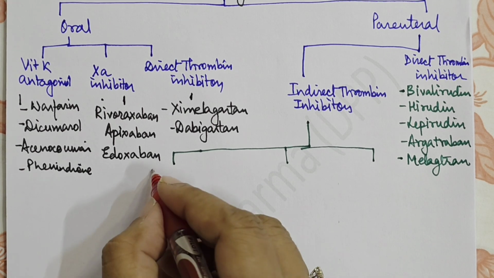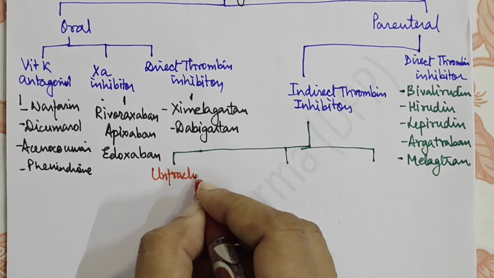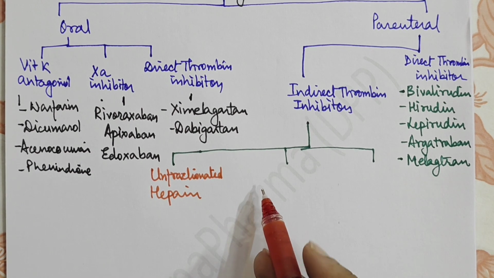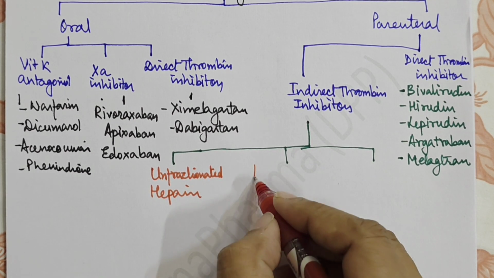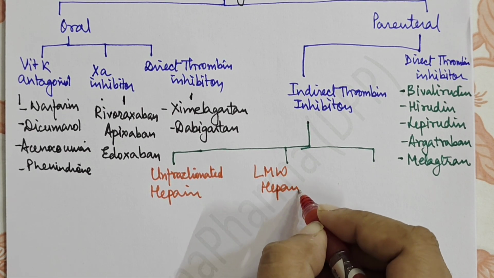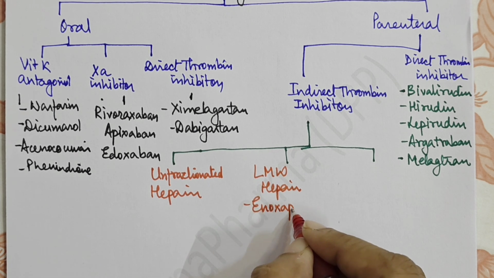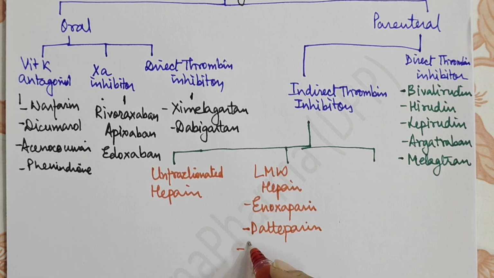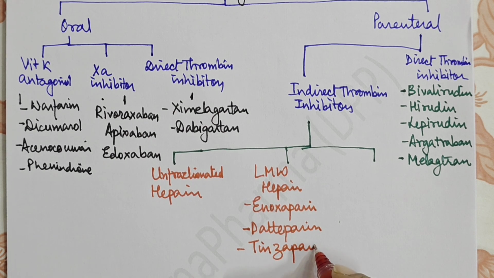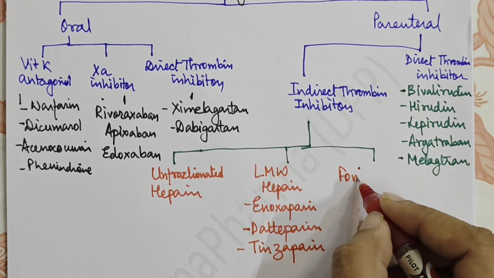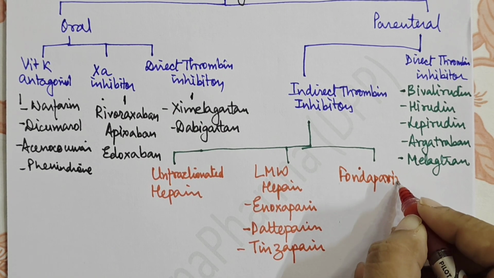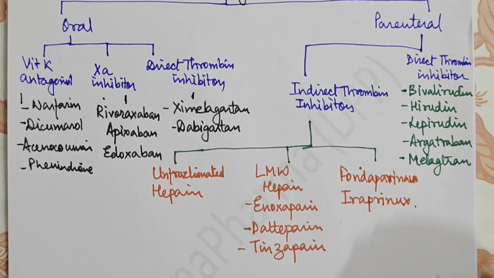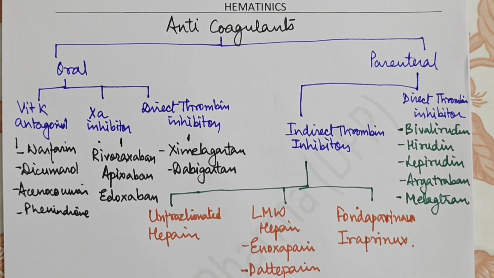Okay, what are they? The first is unfractionated heparin. In indirect thrombin inhibitors we have three: unfractionated heparin, then low molecular weight heparin, which includes enoxaparin, dalteparin and tinzaparin. And then we have fondaparinux and idraparinux. Okay, so please see this classification of anticoagulants properly.